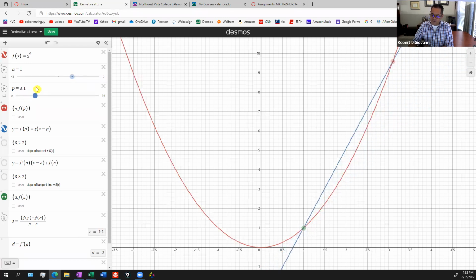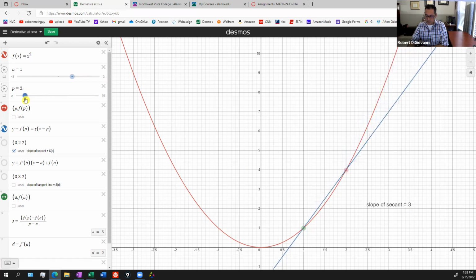Watch, I'm going to show you something. Right now, I have the computer calculating the slope for us. See this blue line? The computer is calculating the slope to be 4.1. As I slide that point over, watch what happens to the slope. 4, 3.9, 3.8, 3.3, 2.4, 2.2, 2.1. What does it look like it's headed towards?